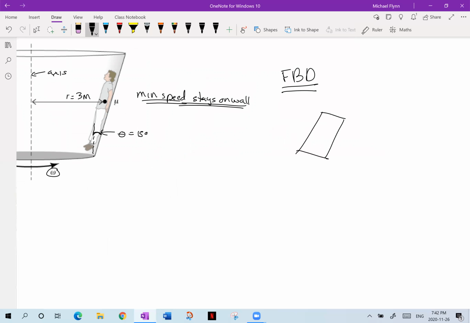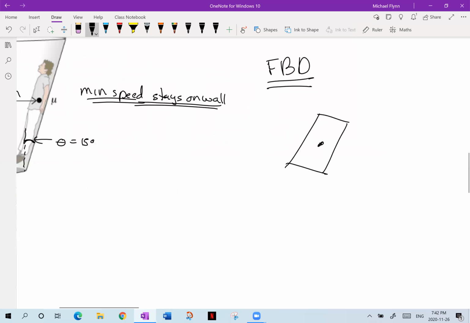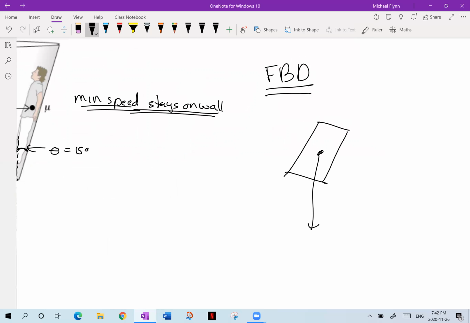Now let's see if we can work this out. We've got gravity, and gravity would be straight down on him. And there's also a normal force. Here's my wall, kind of. So the normal force would be perpendicular to that. It's like this.